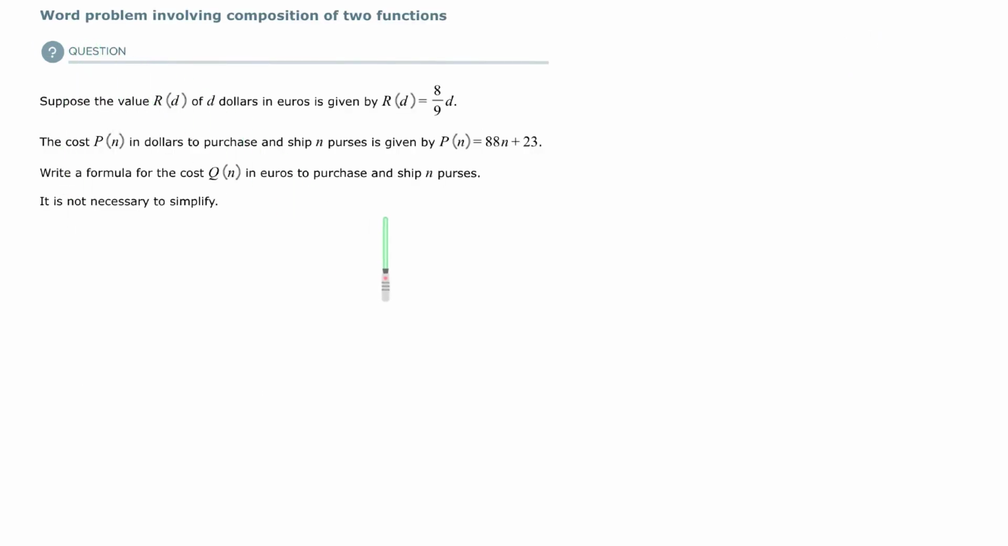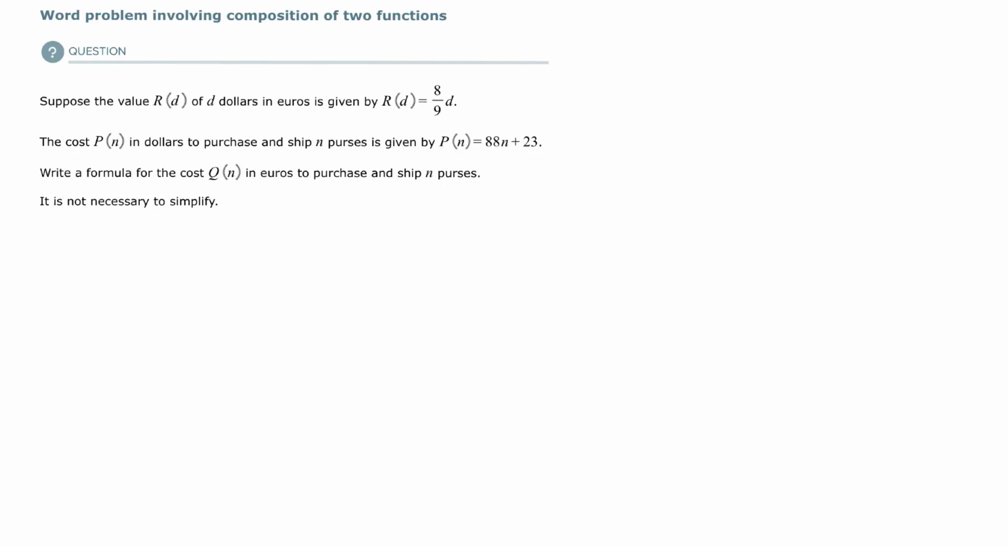Let's talk money and business. Word problem involving composition of two functions. Suppose the value R of D dollars in euros is given by R of D is equal to 8/9 D. The cost, P of N in dollars to purchase and ship N purses is given by P of N is equal to 88 times N plus 23. Write a formula for the cost, Q of N, in euros to purchase and ship N purses. Try to say ship N purses 10 times fast.